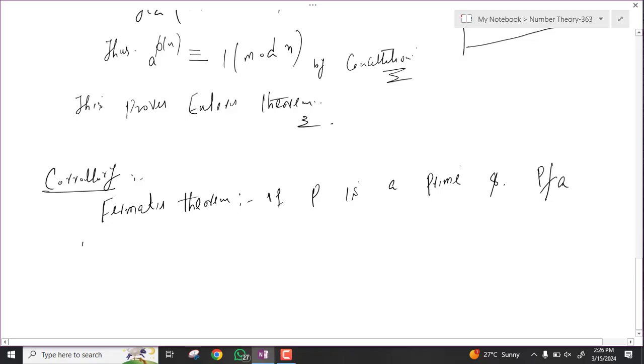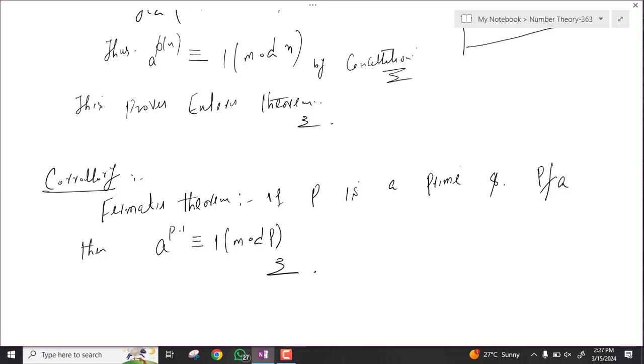Then A power P minus 1 is congruent to 1 mod P. Okay. So this is a corollary of Euler's theorem, known as Fermat's theorem. The statement is, if P is a prime number and P does not divide A, then A power P minus 1 is congruent to 1 mod P.